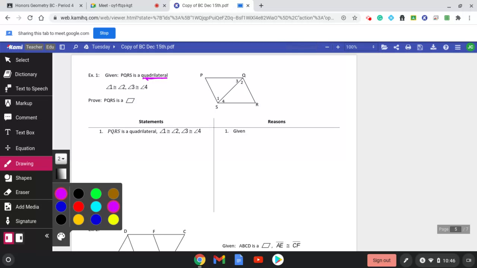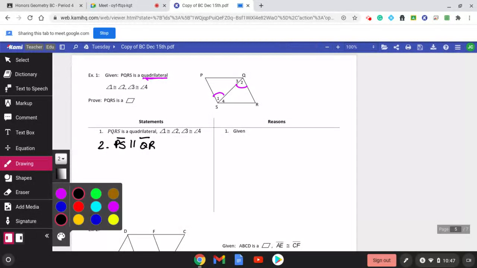Angle 1 is congruent to angle 2. Stop. Everyone stop. Angle 1 congruent to angle 2. Can you come up with a conclusion right now that I can jot down in my statements? If 1 is congruent to 2, that means what else is true in this diagram? Ryan, you got a true statement. If 1 and 2 are equal, that means what? PS and QR are parallel. Great job. PS parallel to QR.